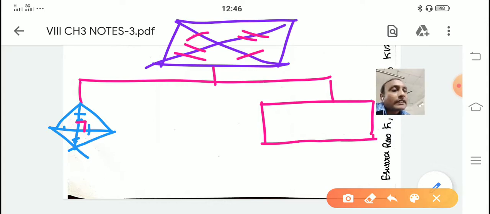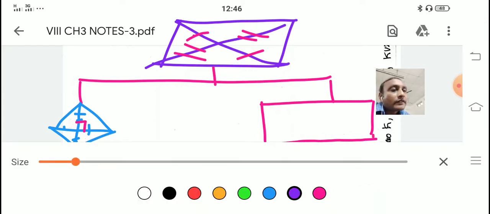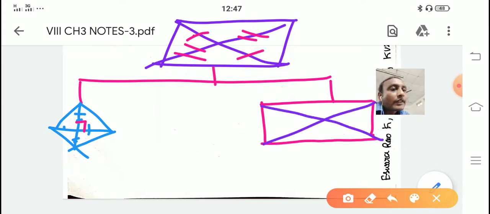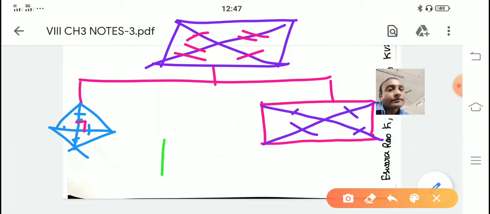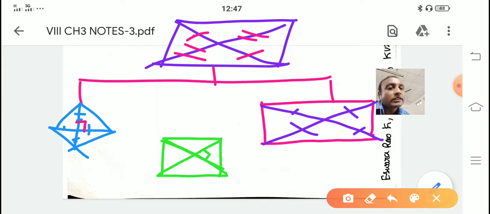here the diagonals are equal and bisect each other, equal and bisect each other. Now, square: the diagonals perpendicularly bisect each other and they are equal also, these two are equal. Okay. These are the diagonal properties of the parallelogram, rhombus, rectangle and square.